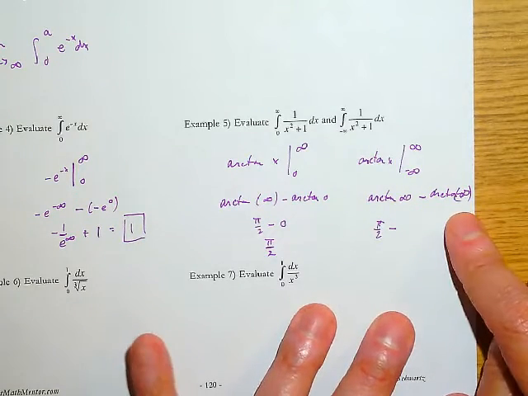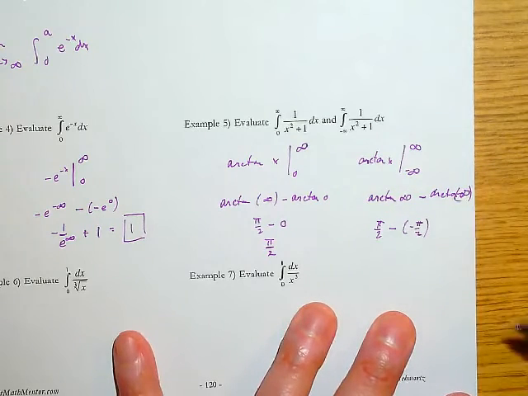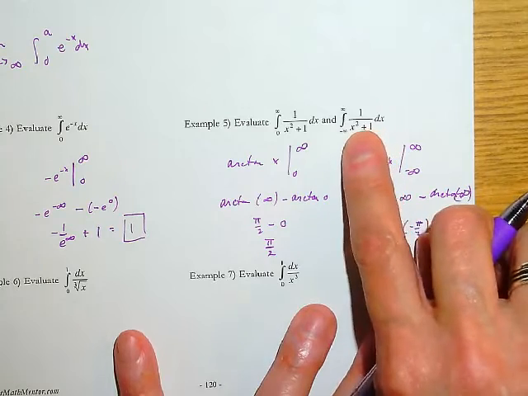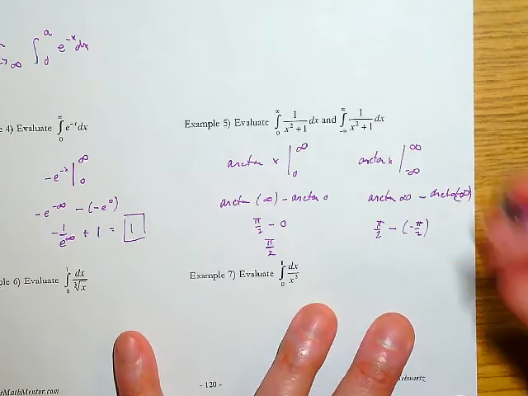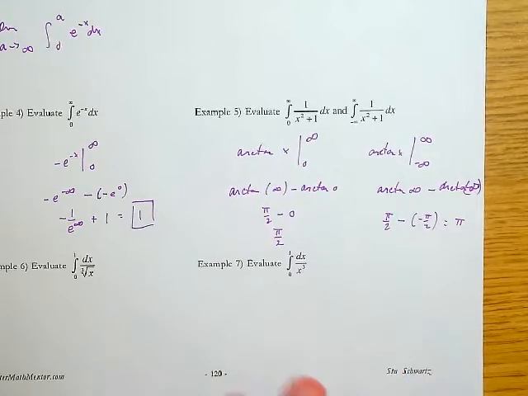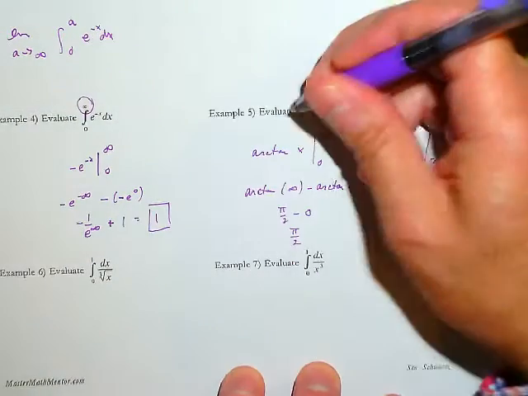Minus what angle has a negative infinity? Negative pi over 2. And we could have done, in fact, we could have even used symmetry and just said 2 times that answer to get our answer, but we didn't. We got pi that way as well. All right. So again, the easiest ones to find for improper integrals is where you've got a limit.